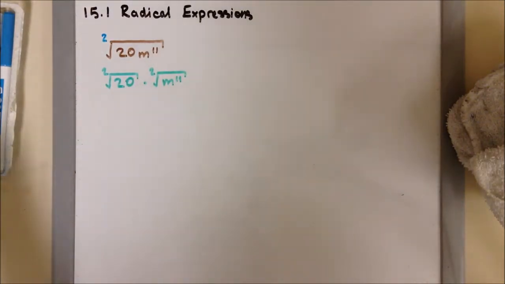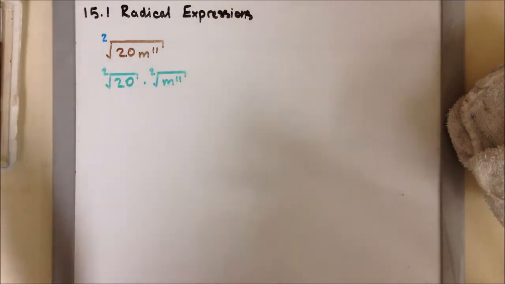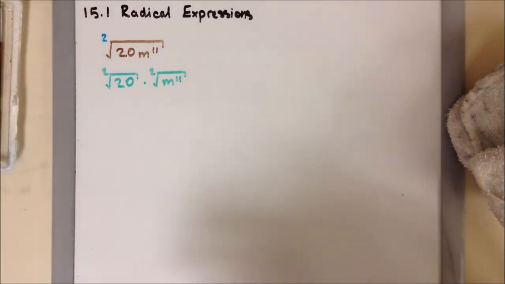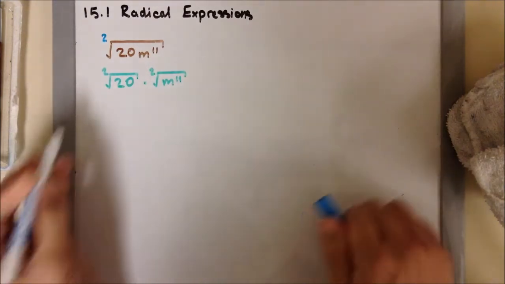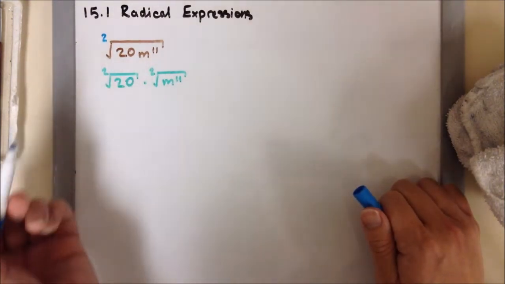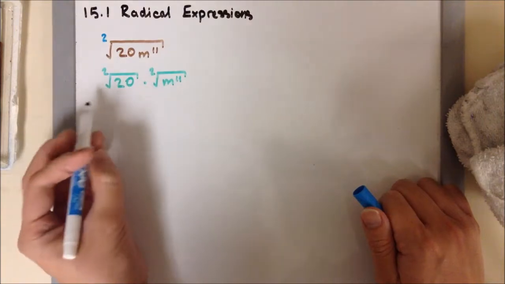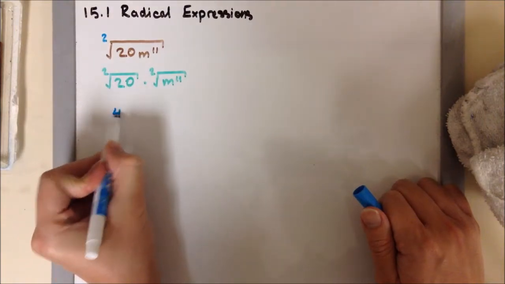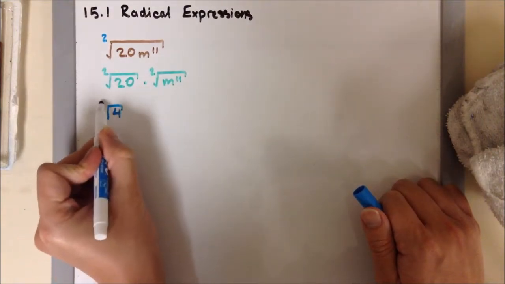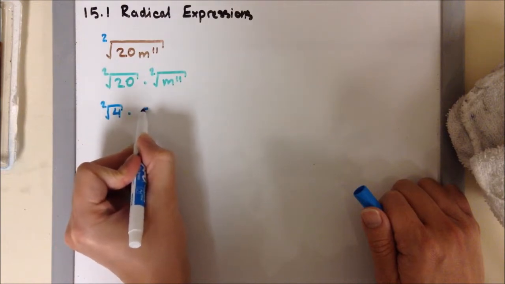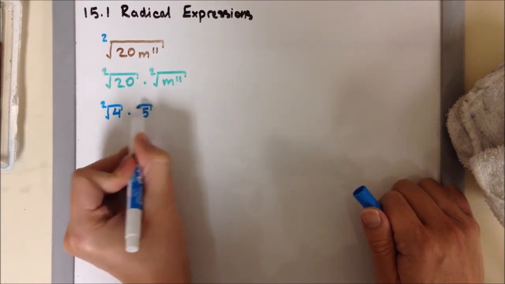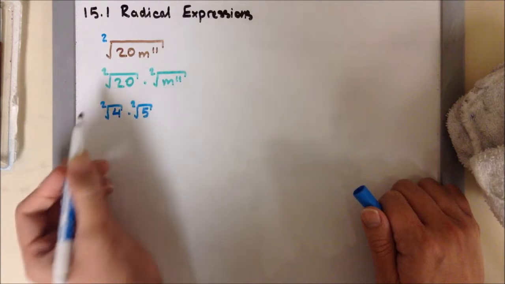Alright, so just like before, I'm going to break up the 20 into two numbers because 20 is not a perfect square, so I cannot do the square root of 20. I'm going to simplify into two numbers, which is 4 and 5, where the perfect square number, the 4, is up front.